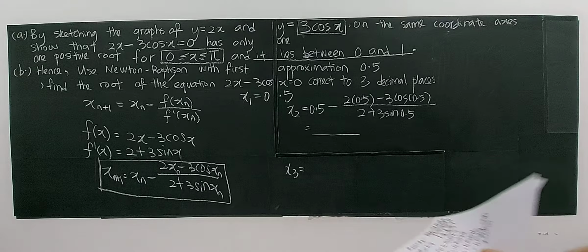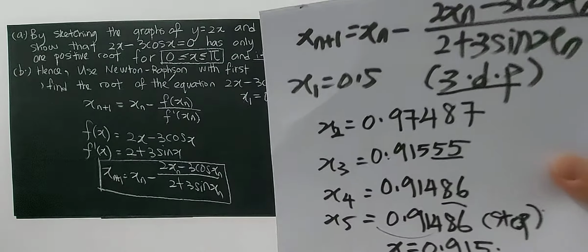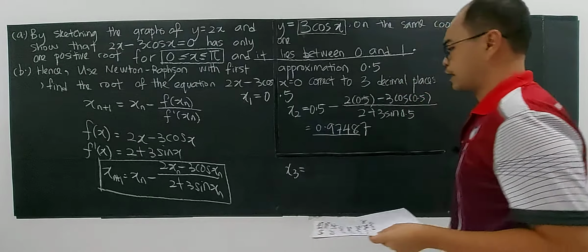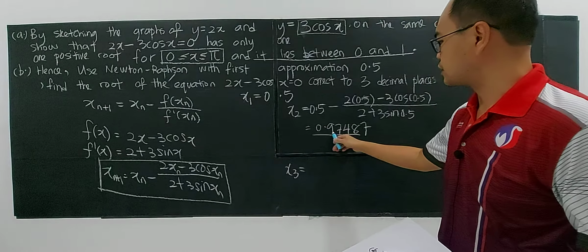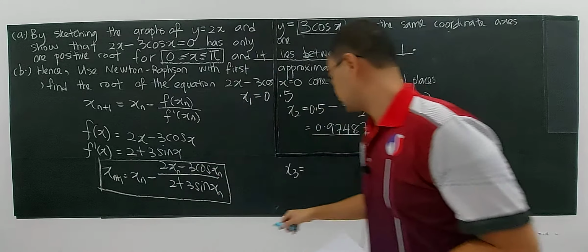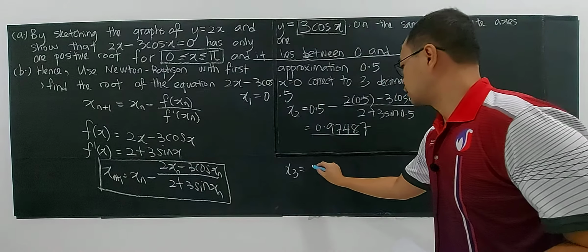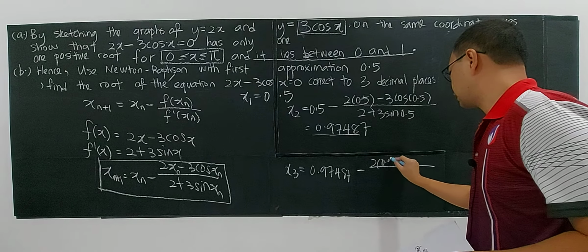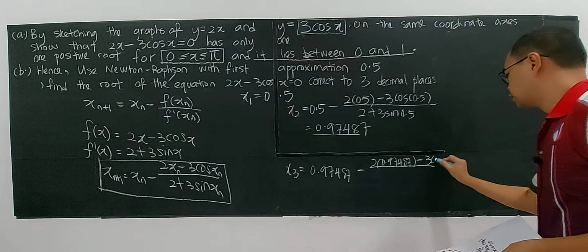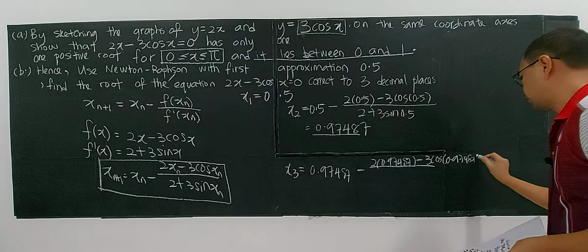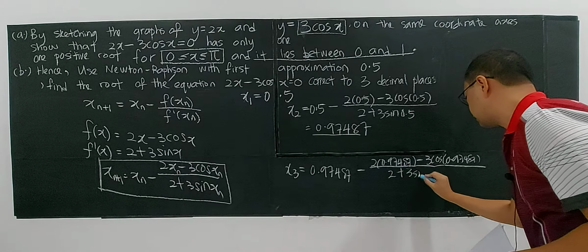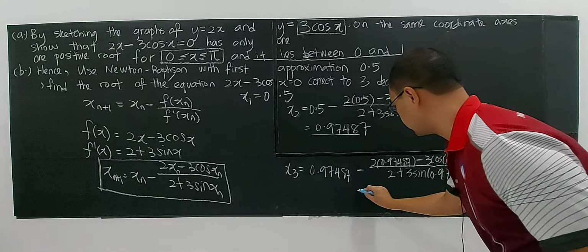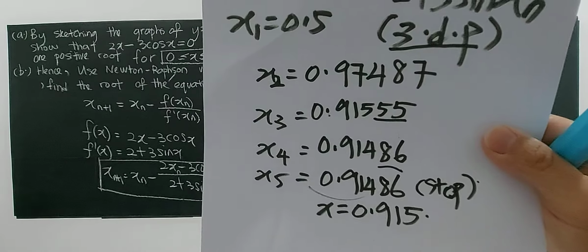Let's continue by filling in the values I got from the calculator. Your x2 here will be 0.97487 as the second approximation. Now I'm going to find the third approximation. We substitute this into the iterative formula to get x3: 0.97487 minus (2 times 0.97487 minus 3 cos 0.97487) over (2 plus 3 sin 0.97487). For x3, the value we get is 0.91555.